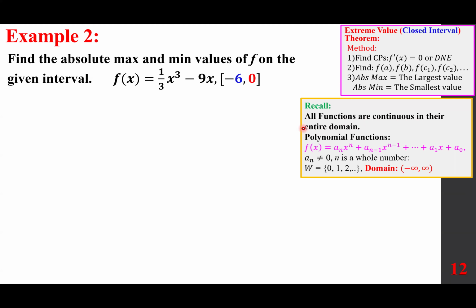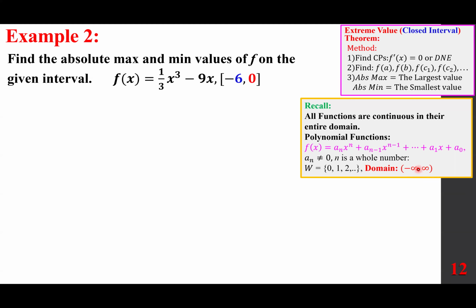For example, polynomial functions are in the form of f of x equals a sub n, x to the power of n, plus a sub n minus 1, x to the power of n minus 1, all the way to a sub 0. This is the leading term. This is the constant. A sub n is the leading coefficient. A sub n can't be 0. N is a whole number. By whole number, we mean 0, 1, 2 to infinity. The domain for any polynomial of any degree is all real numbers. So you write the domain, that is where the function is continuous.